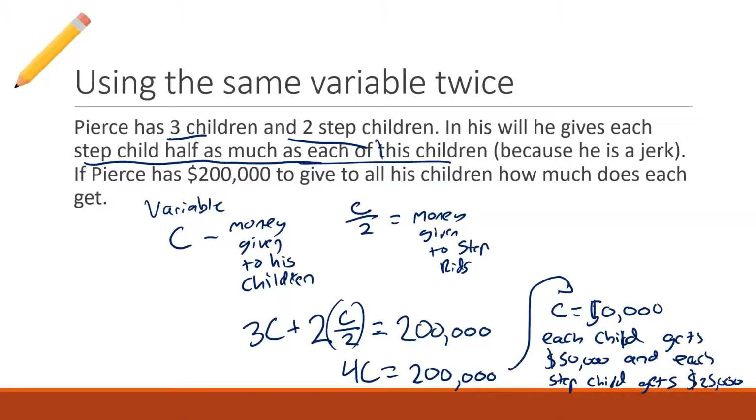Now, the reason this question is a little bit different to the other question is we're using the same variable twice. We're using the amount of money that each child gets, and then using that again to figure out the amount of money that each stepchild gets. I'll be honest with you, I have not written this question very well. I think I needed to change it around to make it a little bit clearer, maybe giving some more context about why he's being a jerk. But in general, that's how I would solve a question like this.